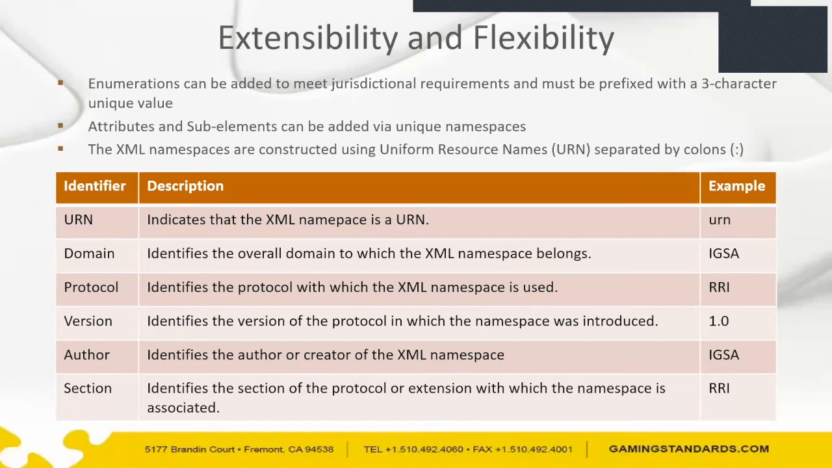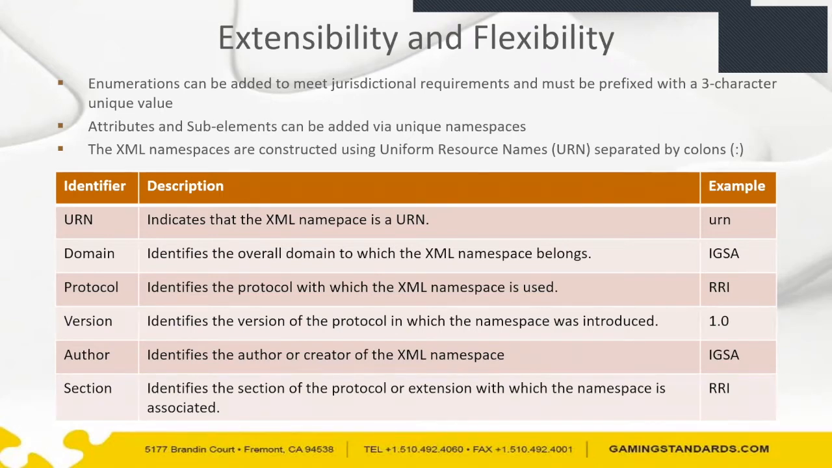So, we weren't fooling ourselves that we got it all right from day one. We wanted to make sure that jurisdictions could add their own data elements, their own attributes, as well as their own enumerations. So we did that by putting together some rules. So enumerations can be added, but they have to have a unique 3-character prefix. And I'll show you what that looks like in a moment.